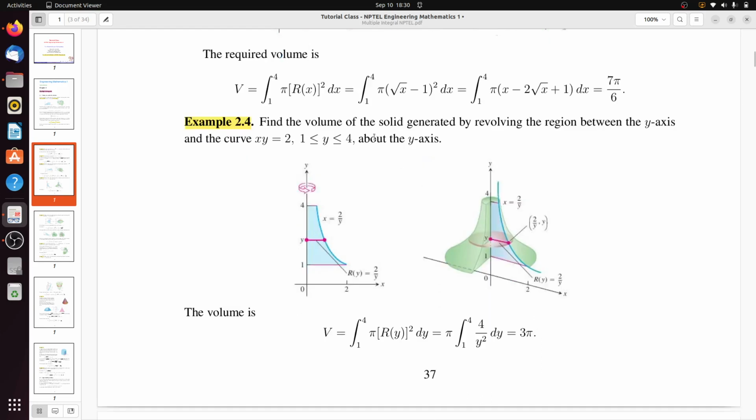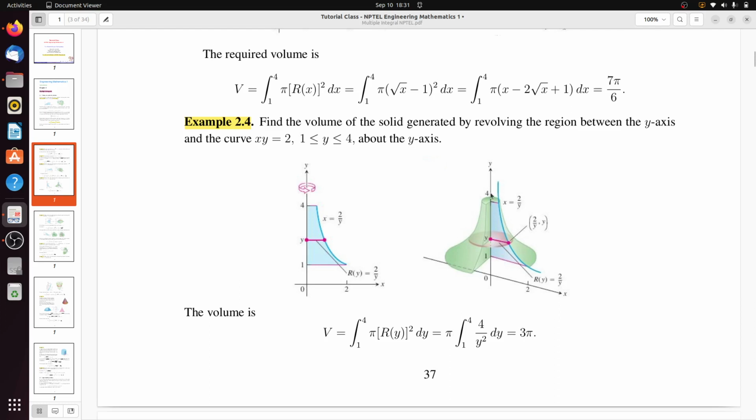To tackle this, the formula is the same. Just instead of r(x), put r(y), that is, you determine the distance from the y-axis, and obviously the limit of integration will be 1 to 4 dy. So here it is xy equal to 2. So what is r(y)? If you express x in terms of y, you will get x equal to 2 by y. So r(y) is 2 by y, you take the whole square, and eventually you will end up getting the answer 3 pi.